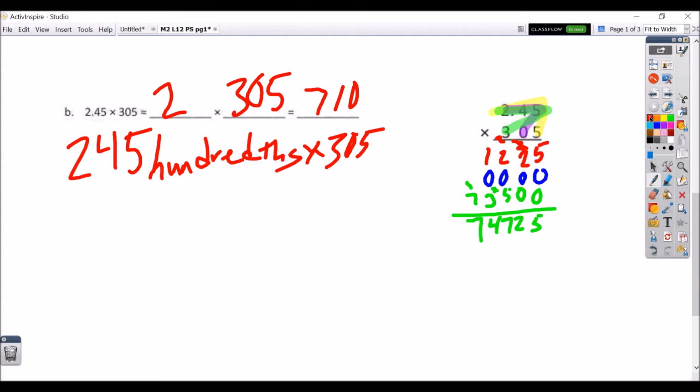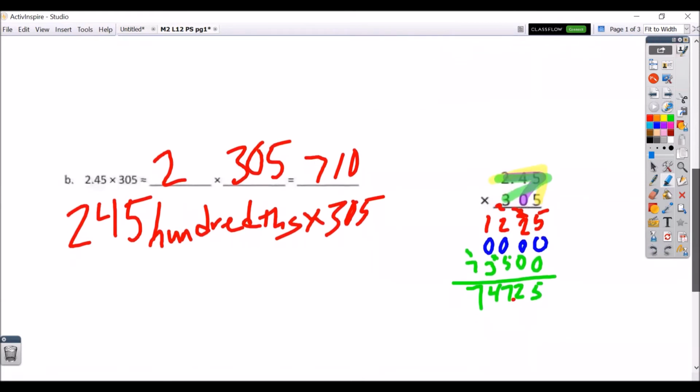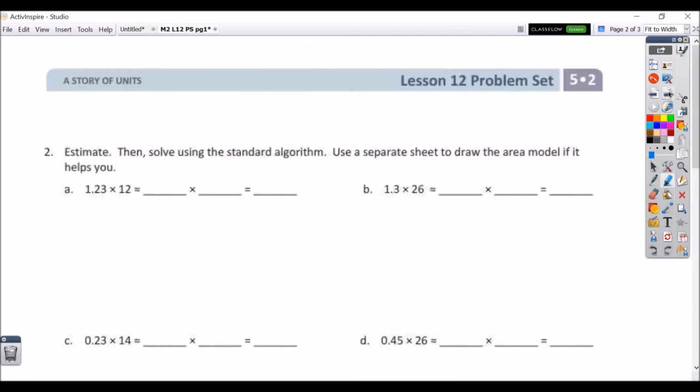And then we can go ahead and know we're working with hundredths, so we know that that's 2 digits behind the decimal. So I just have to make sure there's 2 digits behind the decimal, and our answer is 747 and 25 hundredths, which is pretty reasonable compared to our estimate, which is only 37 off. All right, nice job. Let's go ahead and go to the next page of our problem set.